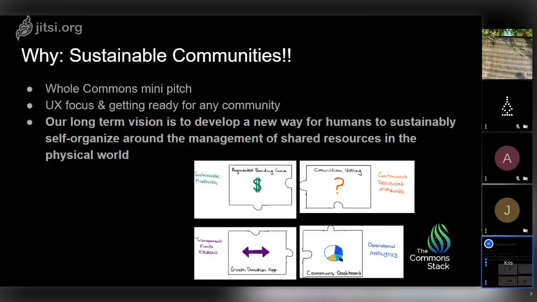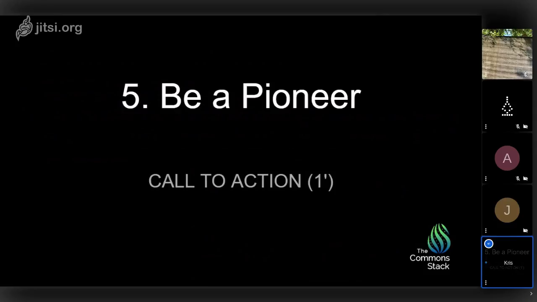Wow, fantastic. People are on their chairs, they are shouting, like, oh my God, take our money. And so then we say, be a pioneer.